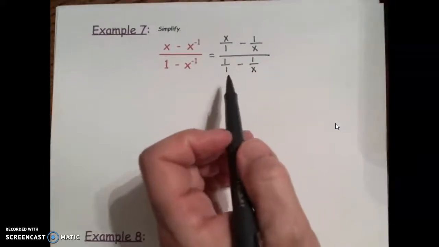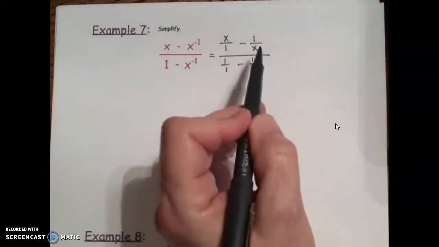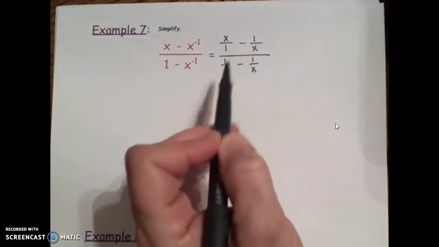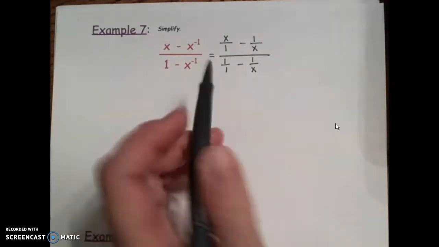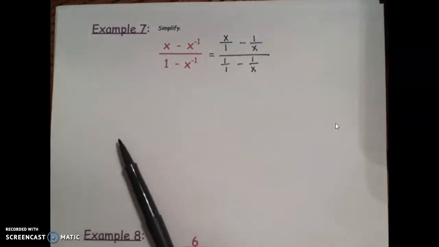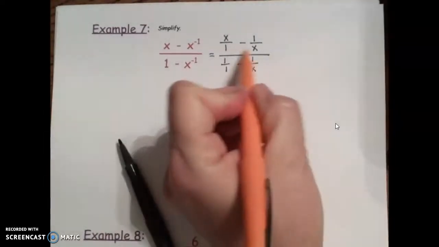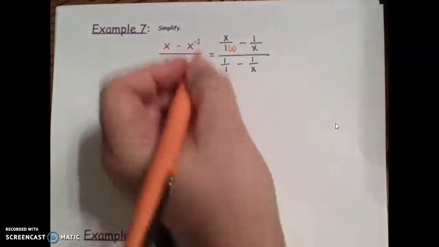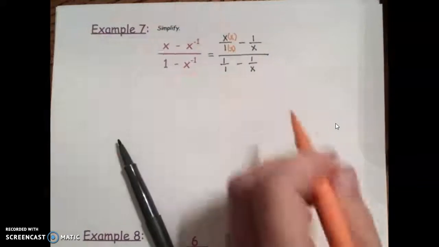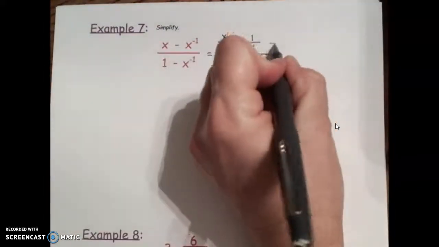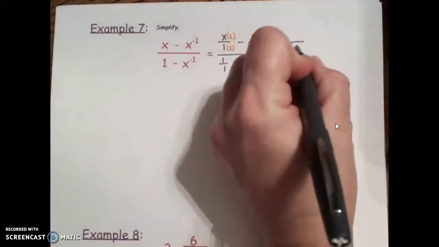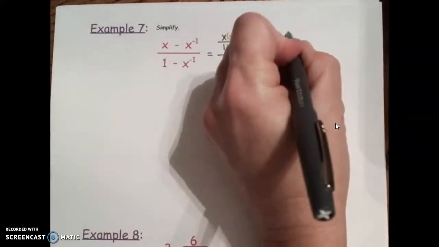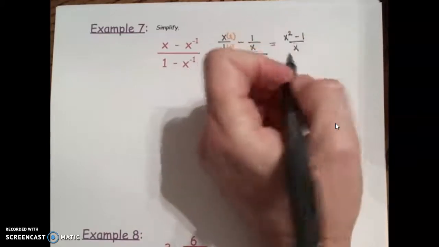So now we're going to work on the numerator separately, getting a common denominator, get a common denominator for our denominator, and then we'll think about dividing. So if I want to get a common denominator between this 1 and x, I know that this needs an x, so the top's got to have an x. So my common denominator is x. Across the top, I have x times x is x squared, and then minus 1.